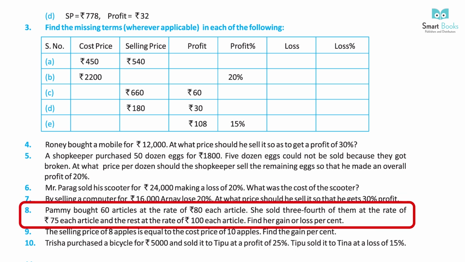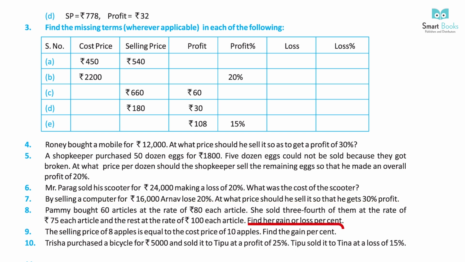Question 8. Pammy bought 60 articles at the rate of rupees 80 each article. She sold 3/4 of them at the rate of rupees 75 each article and the rest at the rate of rupees 100 each article. Find her gain or loss percent. Solution: 1.5% profit.